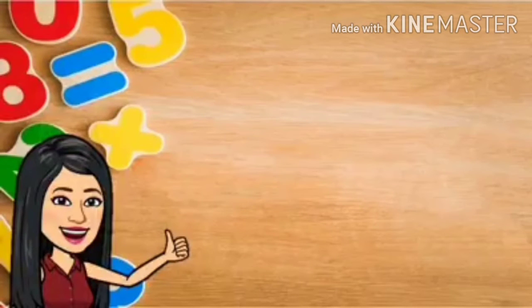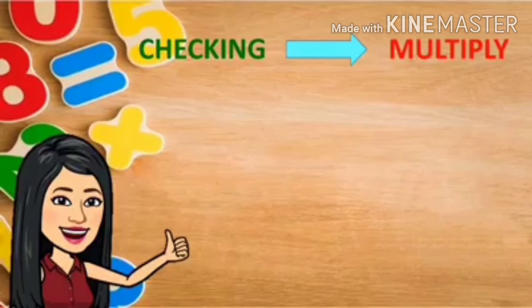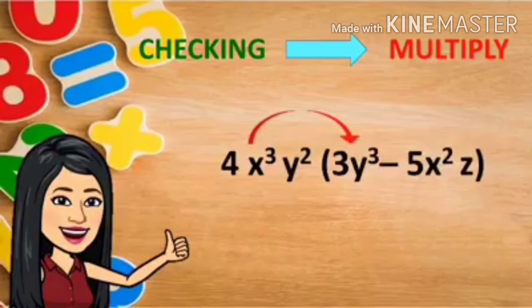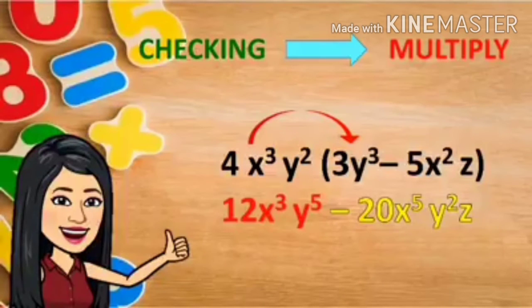Let's check our answer. To check our answer, we simply multiply the factored form. 4x cubed y squared times 3y cubed equals 12x cubed y raised to 5. 4x cubed y squared times negative 5x squared z equals negative 20x raised to 5 y squared z.